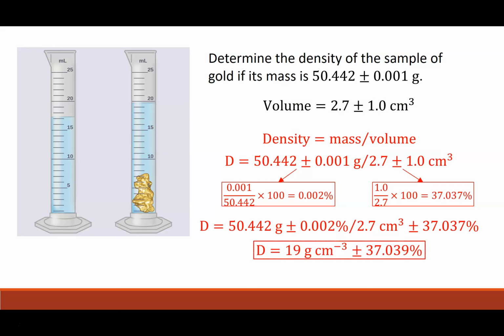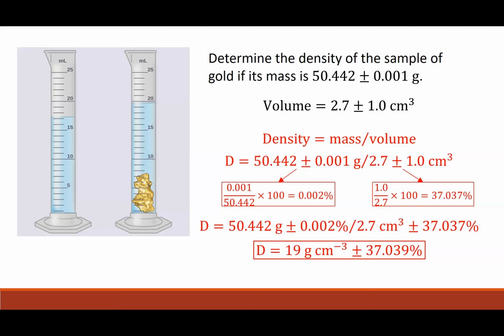We add the percentage uncertainties together, 0.002 plus 37.037, and we get 37.039%. So the density of the gold sample is 19 grams per cubic centimeter plus or minus 37.039%. This can be our final answer.